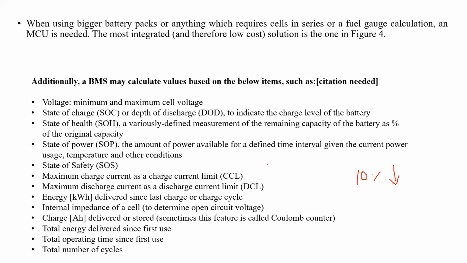Whenever the battery discharge level decreases below this value, it will immediately display the status of the battery, in order to start the charging again. Clear? State of health, meaning the lifetime of the battery, is also very important. It is also monitored by the battery management system.